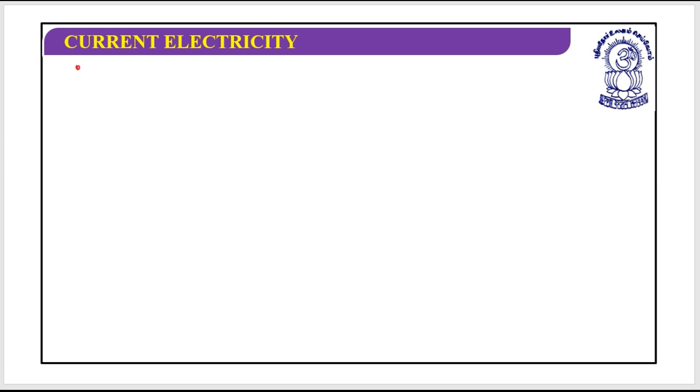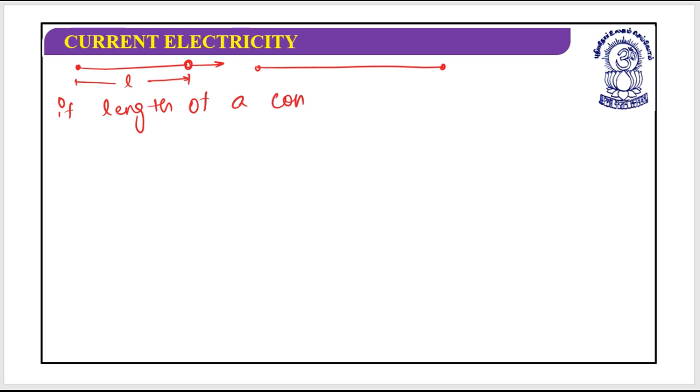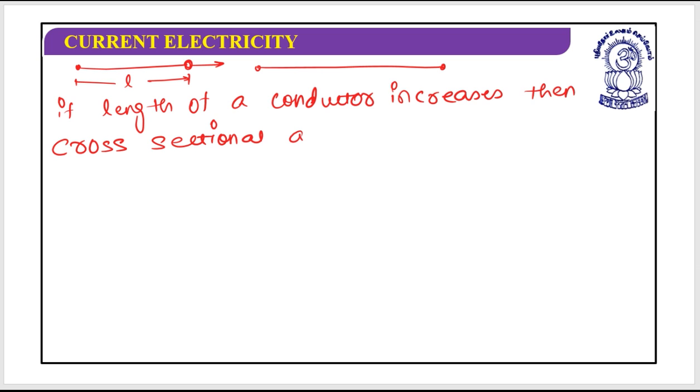Let's look. The situation, as I understand it, is something like this. Let's suppose this is the length of a conductor. Initially it is this, and if I stretch it, it will become something like this. If the length of a conductor increases, then the cross-sectional area of the conductor decreases.